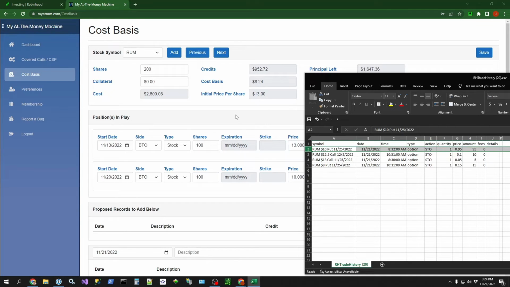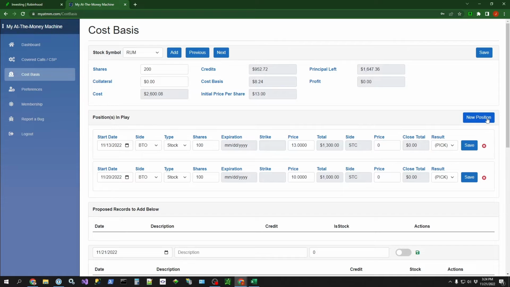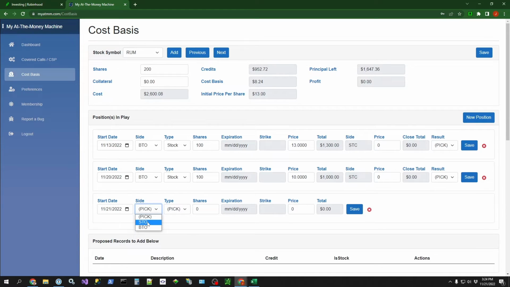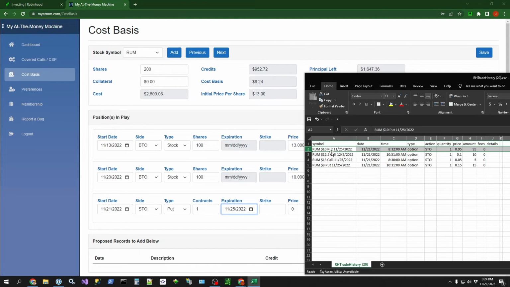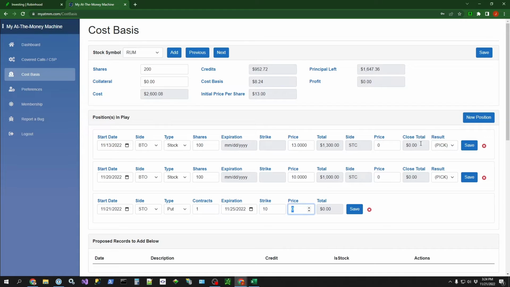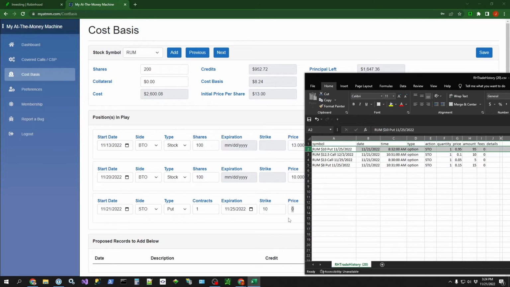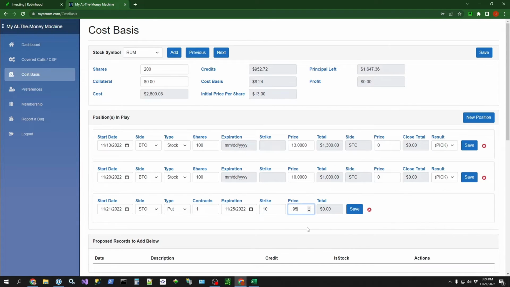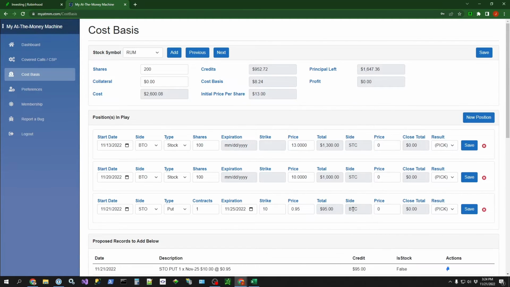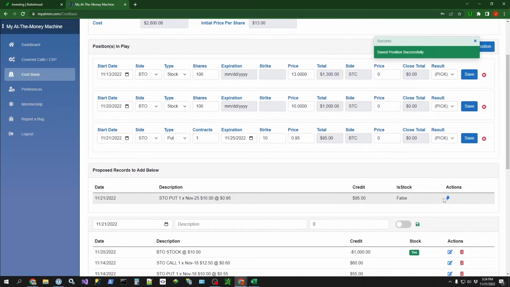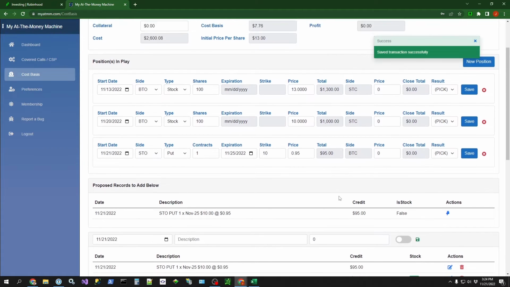So we did a put for $10 expiring the 25th. So sold to open a put. I think there was just one. We'll just double check it. Did it close on, yeah, the 5th, 25th. It's a $10 put, and there was only one. Strike price is 10. I got 95 cents for that, so this was a really good one. Okay, we'll go ahead and move that down and save it.